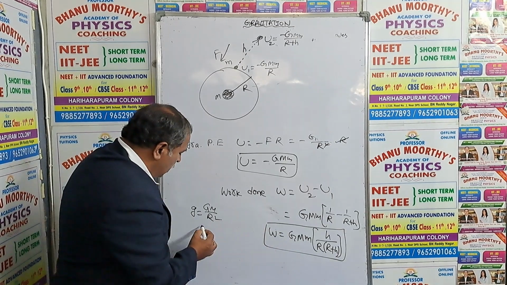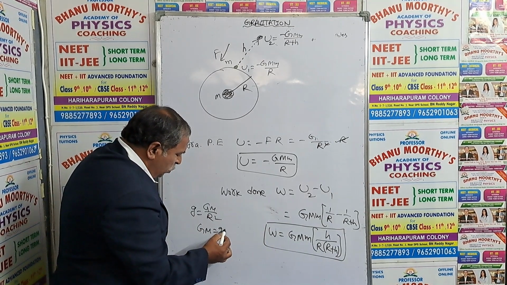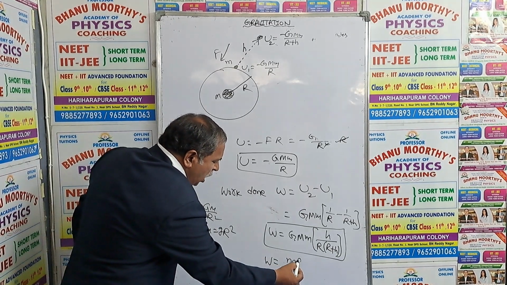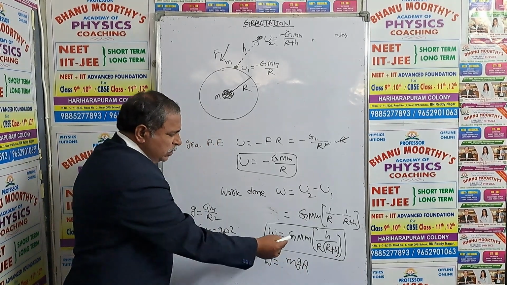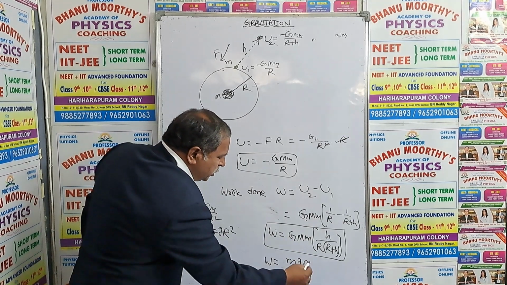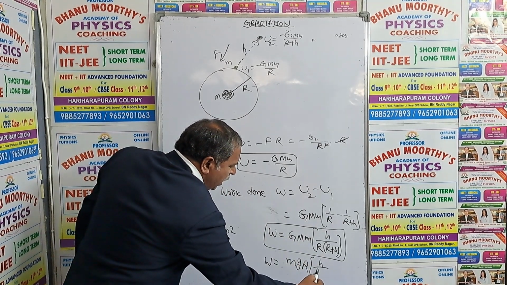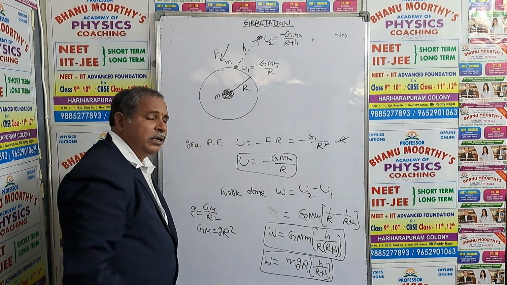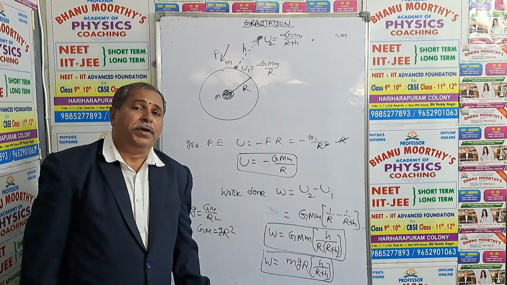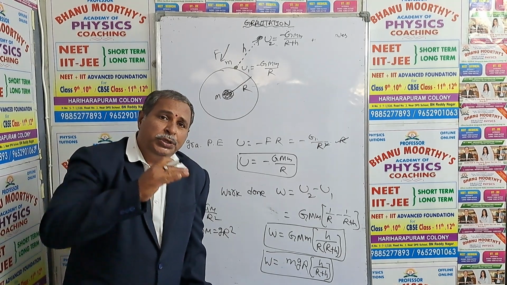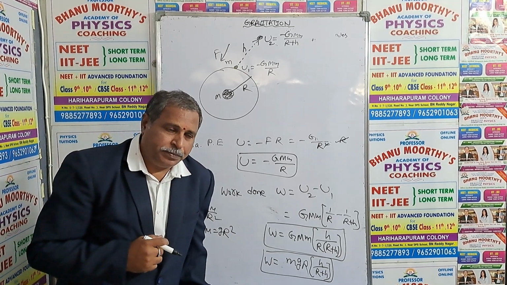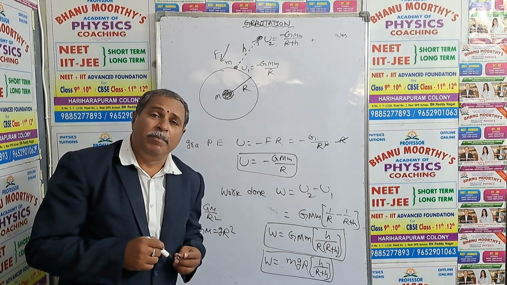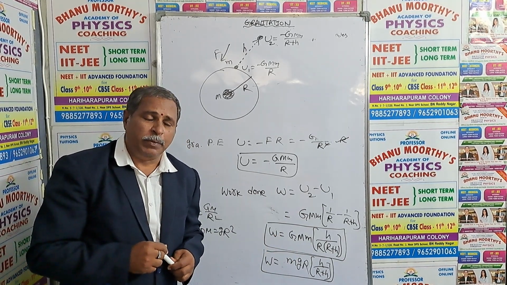If you substitute the GM value, GM equals gR square, then what happens? m g R square, one R gets cancelled. So the work done is mgR into h by R plus h. This is also an important relation to find the work done in moving the body from the ground to the height h. So mgR into h by R plus h. The h value they will mention in the problem, from the entrance point of view.